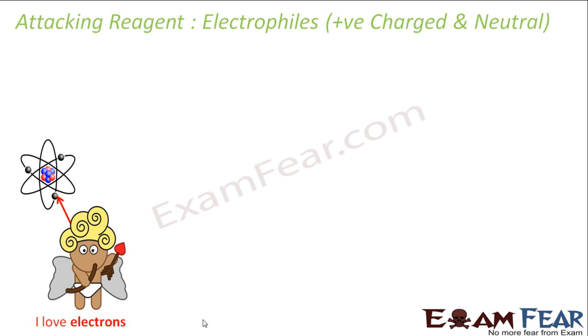Now let's talk about electrophiles. The next type of attacking reagents was electrophile. As the name suggests, electro means electron and phile means love. So this guy loves electron. The only thing in his mind is electron. So it says, I have enough negative charge, if you can take some electron from me, you can come near me. So these are electron accepting groups.